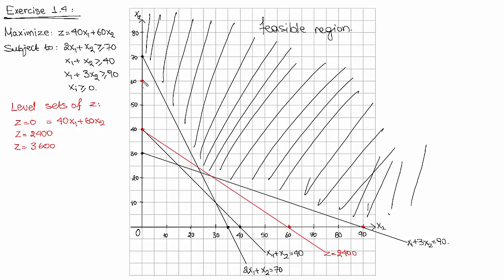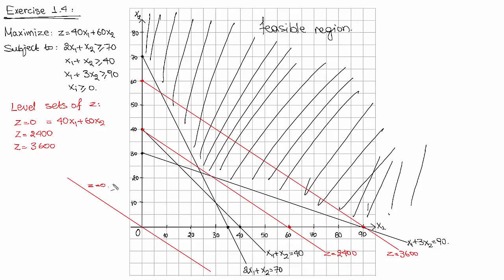Now for our next level set, when Z is 3,600, x1 is 90, and x2 is 60. So we have the straight line from 60 down to 90 as our next level set. And this is when Z is equal to 3,600. And lastly, we have Z equals 0, which is the line that goes through 0, but it also needs to be parallel to the other level sets. So this is when Z equals 0.